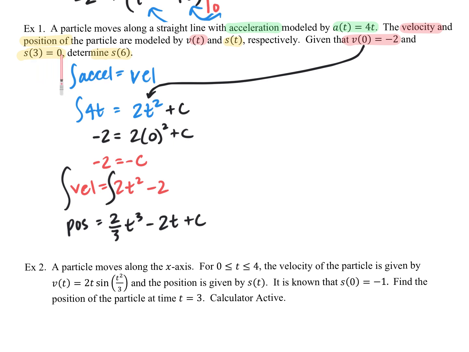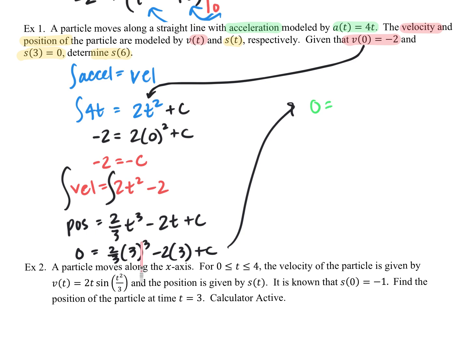What did they tell us? s of 3 equals 0. My position when t is 3 is 0. So put 3 in. 0 equals that stuff when you put it in. 2/3 times 3 cubed minus 2 times 3 plus c. Whew, we can do this, people. What is 3 cubed? 27 divided by 3 is 9, times that 2, 18. 18 minus 6 plus c. What's my c going to be? It's going to be negative 12. Negative 12, right? Because we'd have to move that 12 over to the other side. So you guys, what's my position equation then?